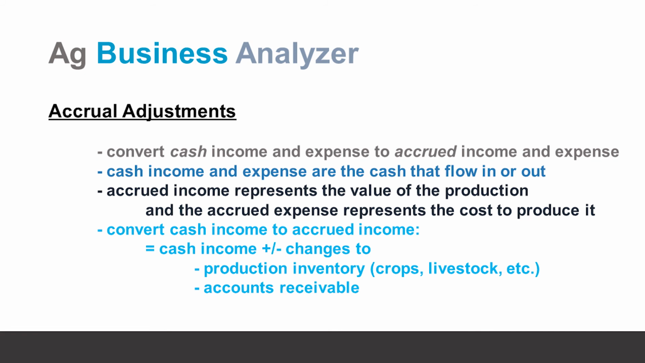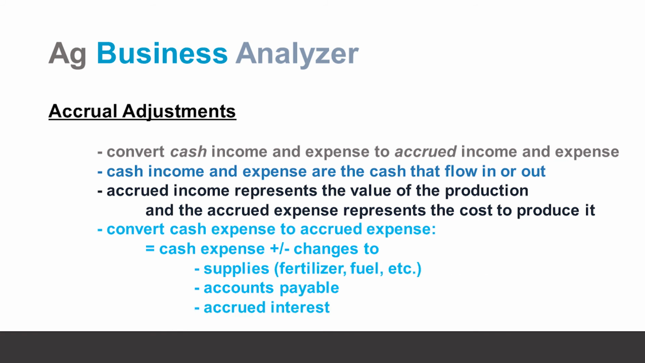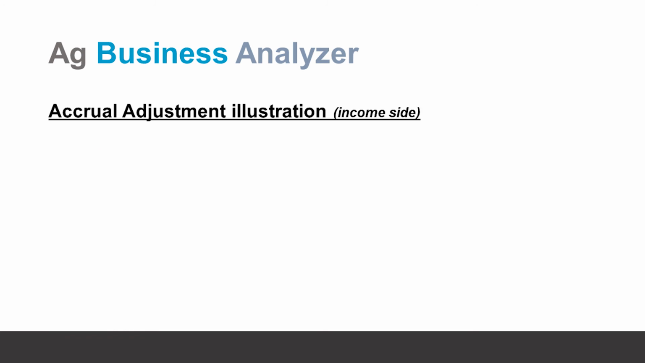So to convert cash income to accrued income, we take the cash income and we add or subtract changes to production inventory, crops, livestock, etc., and accounts receivable. To convert cash expense to accrued expense, we take the cash expense and then we plus or minus changes to supplies such as fertilizer, fuel, etc., accounts payable, and accrued interest. Now a couple of examples. First of all, I'll show one that occurs on the income side.